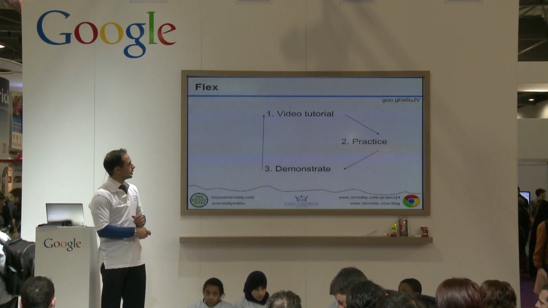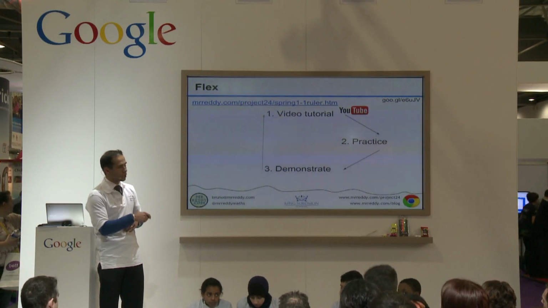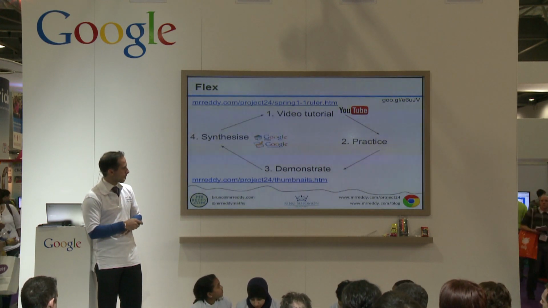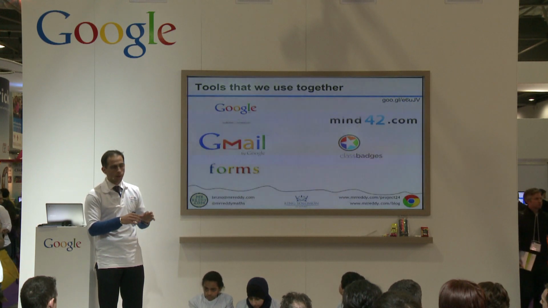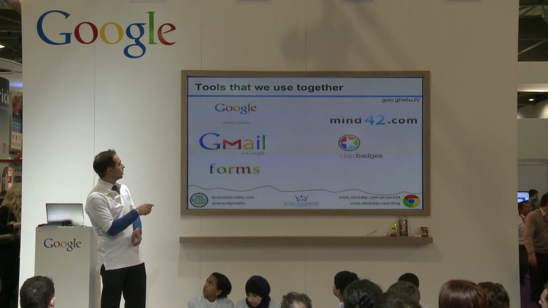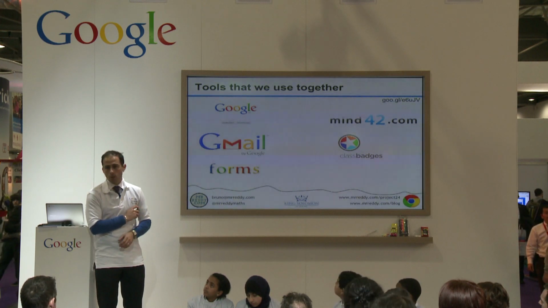And that's the cycle that I'm using for the flex model. And I've been using that for the last 4 weeks. Seems to be going well. So we've got YouTube in there, Google Sites, Google Presentations. And I just thought I'd mention some of the things that we all use together that I haven't really talked about. Google Search, obviously, is one of our friends.